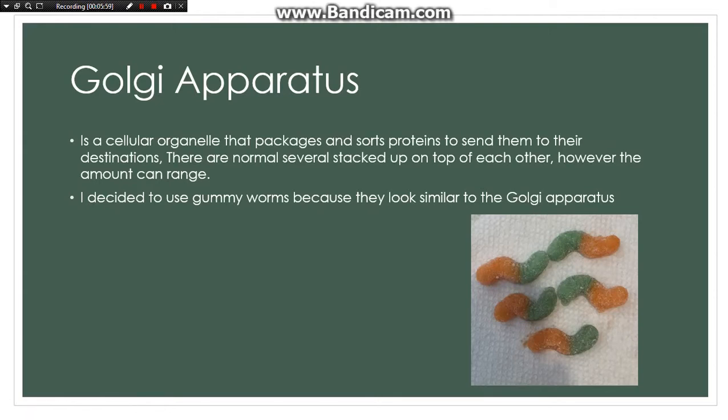For the Golgi apparatus, I used gummy worms. Unfortunately, there were mini ones.